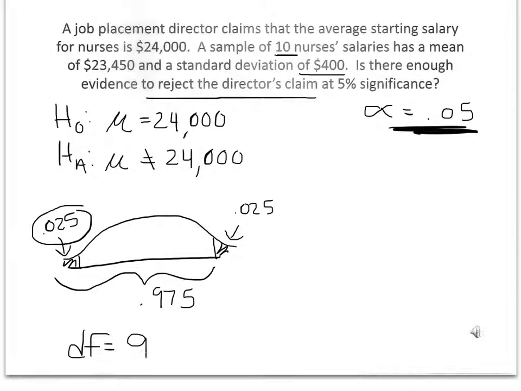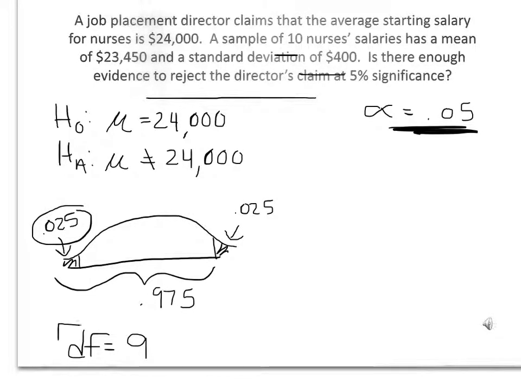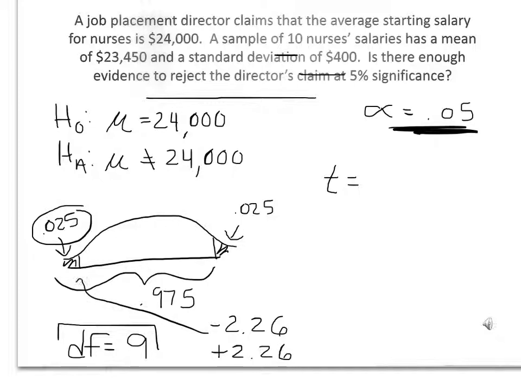I have a sample size of 10. 10 minus 1 is 9. So my degrees of freedom is right there. To find my critical value, I just go ahead and take my chart and I find a critical value of negative 2.26 and positive 2.26. The negative being here, the positive being right here.